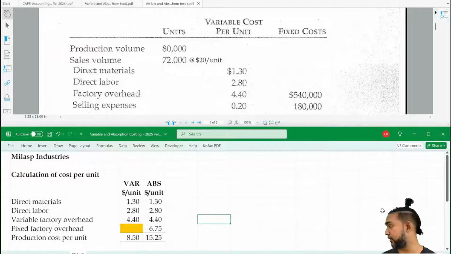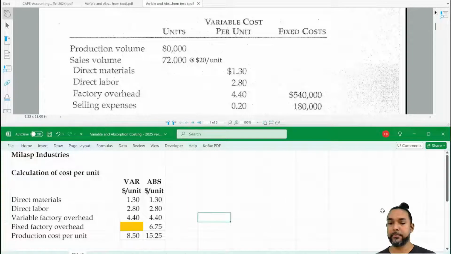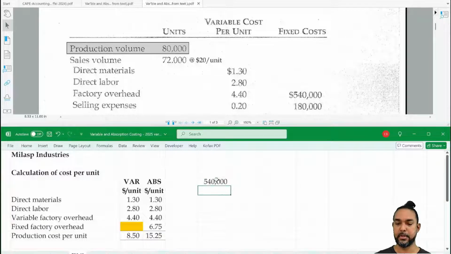If you need me to re-explain anything. Sorry, yeah, go ahead. Already fixed factory overhead, no problem. Right, so what I did is I took the fixed factory overhead, sorry, I'm trying to highlight this. The 540, and I divided by the production volume of 80,000. So 540 divided by 80, right? So if you have 540,000, 80,000, and then we have divide, where's the quotient? Numerator is that, denominator is that, put it up, and we get 6, huh?